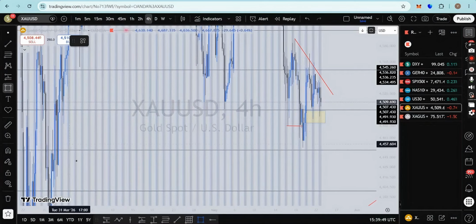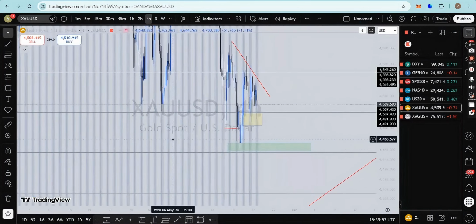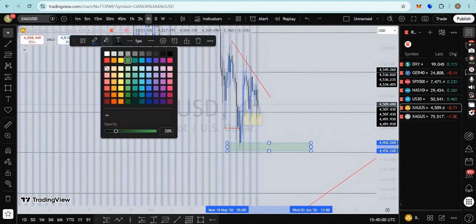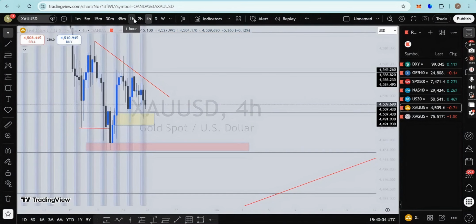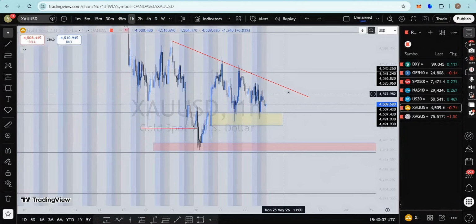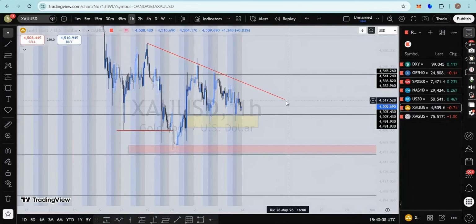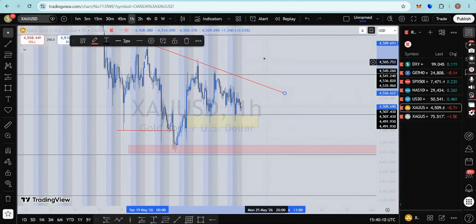Oh, a good zone here, but I'm not going to be looking forward to that. I want to just mark a support zone here. Will price respect this zone? Let's change the color to red. Let's zoom below. Let me make it look better.